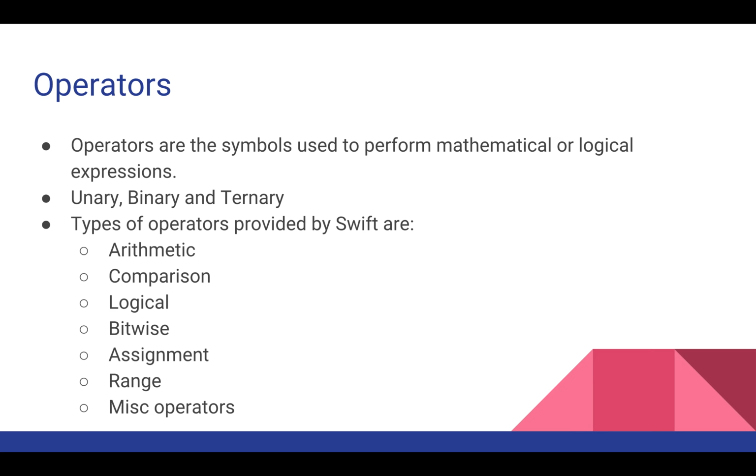Some of the common operators in Swift are arithmetic operators, comparison operators, logical operators, bitwise operators, assignment, and range operators. Range operators are not found in C but are provided by Swift to represent a shortcut for expressing a range of values.